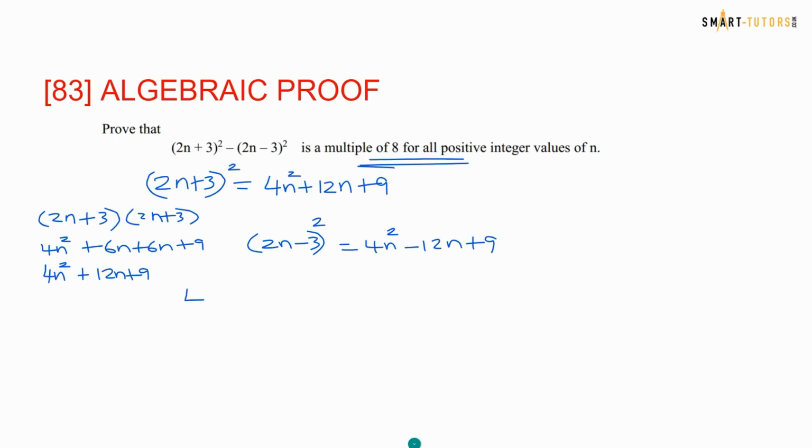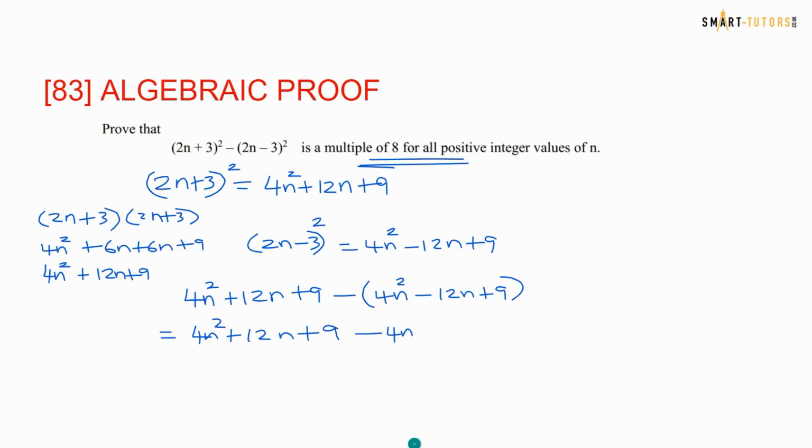Then take away, so 4n squared plus 12n plus 9 minus (4n squared minus 12n plus 9). So 4n squared plus 12n plus 9 minus 4n squared plus 12n minus 9. If we cancel the 4n squared, this one is going to be 24n plus 9 minus 9, and this is going to be 8 times 3n, and this is a multiple of 8.